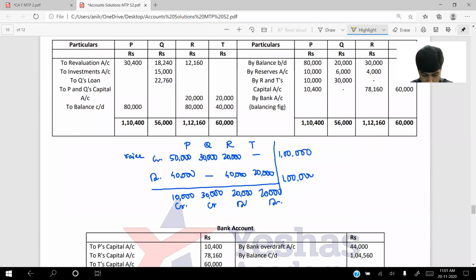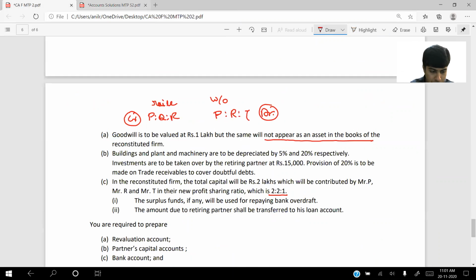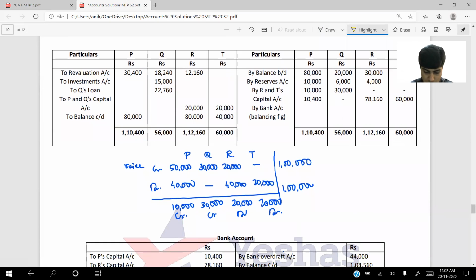2:2:1, is it? PRT. RT or P RT, 2 is to 2 is to 1. 40, 20. This is correct. This is how it should be adjusted. Good. Don't worry. This is how it should be adjusted.